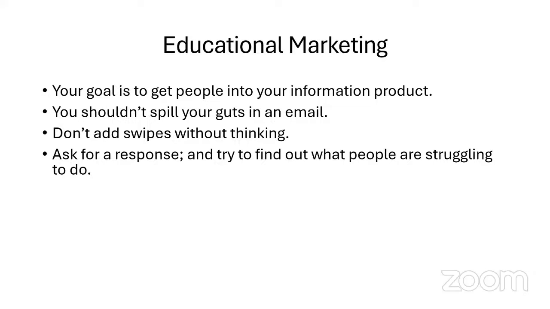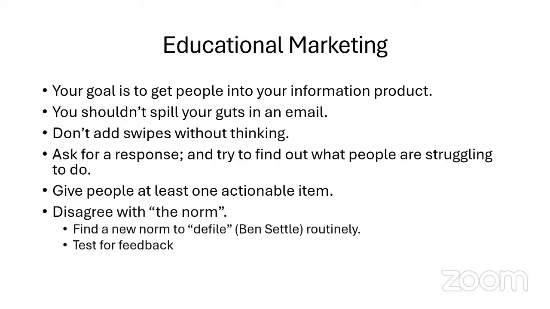This is a recurring theme in multiple principles. You're trying to find out what people are struggling with, so ask for responses. Talk to people as much as you can. In your emails, one thing you can do if you're going to be an educational marketer, and you should, is give people at least one actionable item. So again, I'm giving you some goalposts. On the one end, don't spill your guts. On the other end, give them at least one actionable item. That's what you want to try to do.